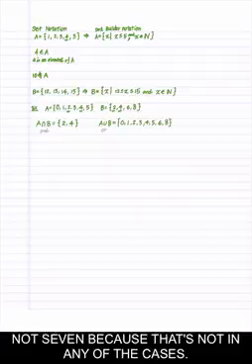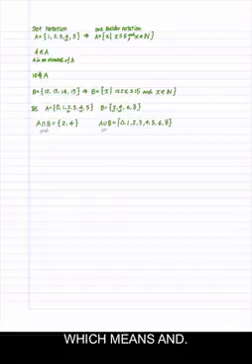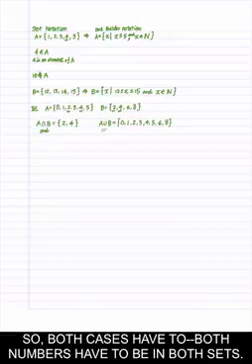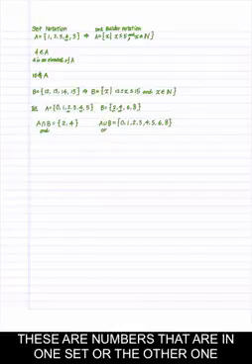So please note the difference between intersection, which means and. So both numbers have to be in both sets. Now the union case means or. These are numbers that are in one set or the other one, and we don't double count the overlap.